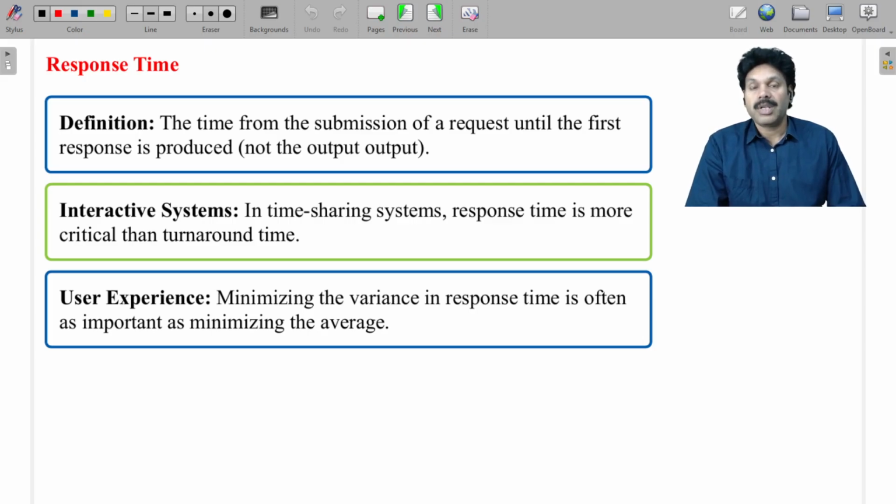So response time is vastly improved, especially in a time sharing system. For example, a process has come at 10 o'clock but the CPU picks that process at 12 o'clock. Then what is the response time there? 12 o'clock minus 10 o'clock. That's the response time. For example, a process has come at 9 o'clock and the CPU picks that particular process at 9 o'clock. The response time there is 0.